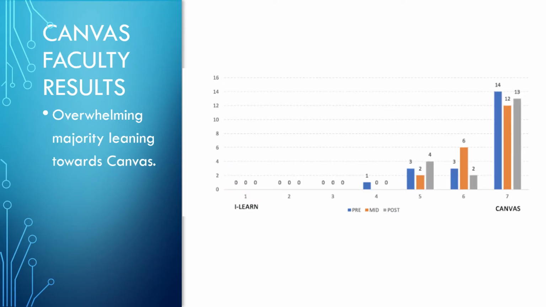Now, this one was interesting when we were looking at the teacher side of things. The overwhelming majority leaned towards Canvas. They had 100% positive ratings after it was implemented and after they tried it out. Just like we mentioned, it made it really easy from an administrative standpoint, which is really important.